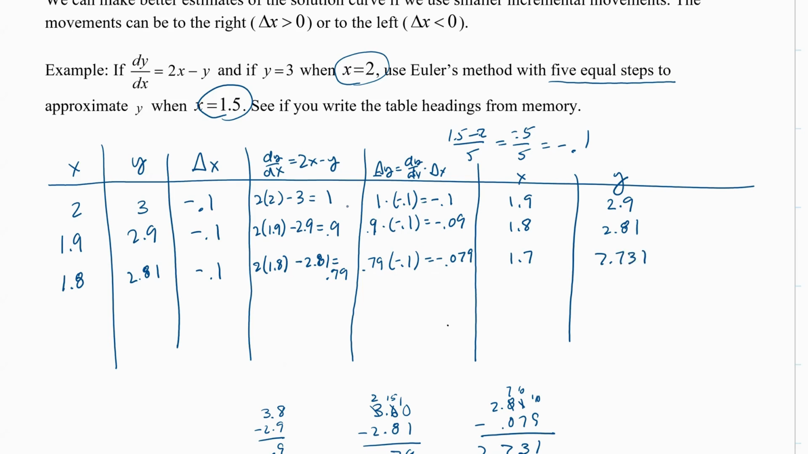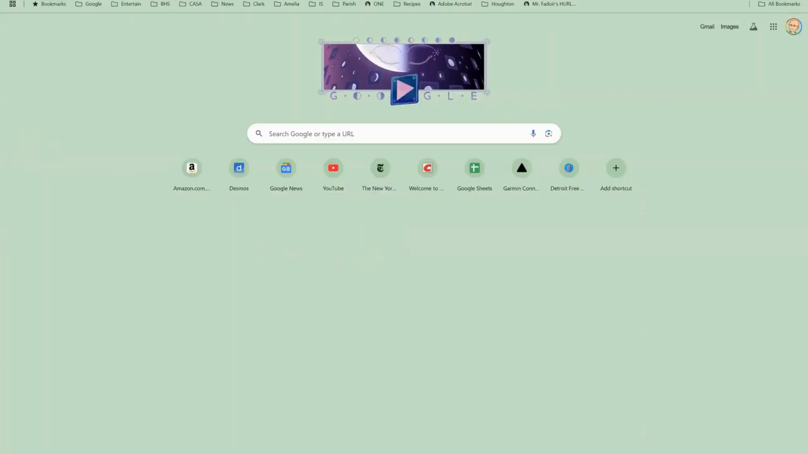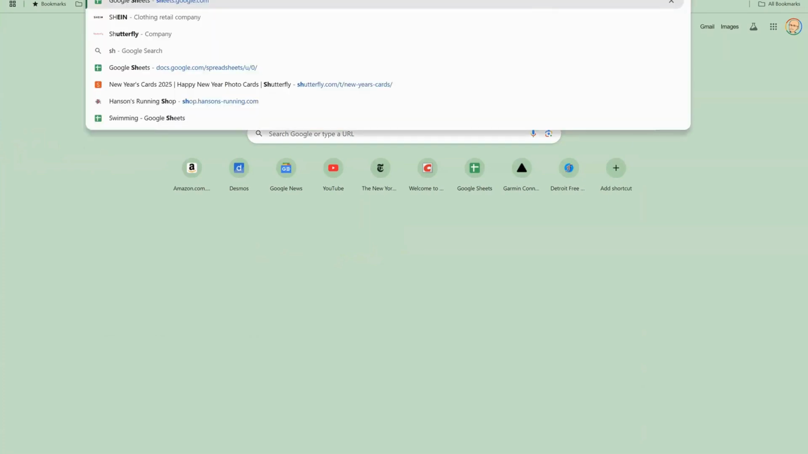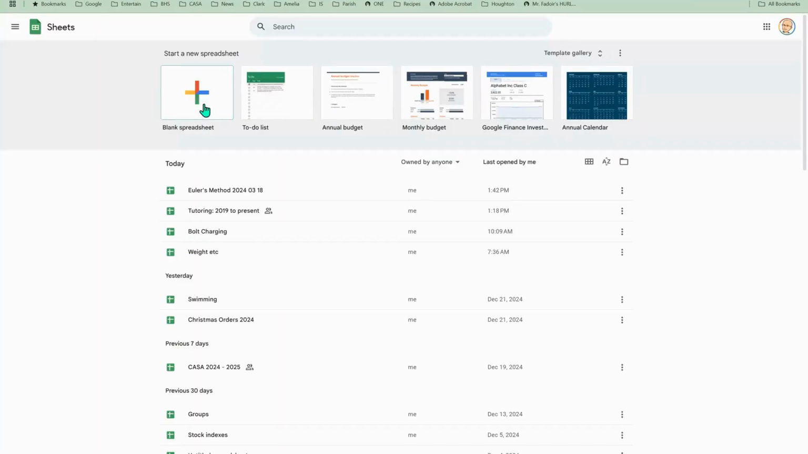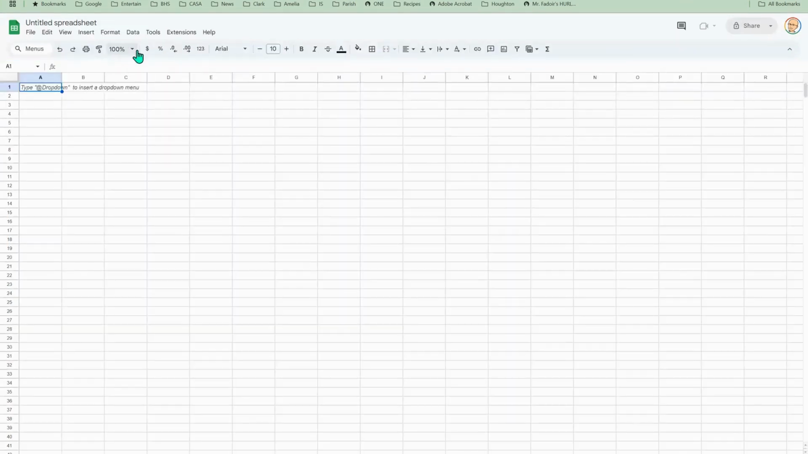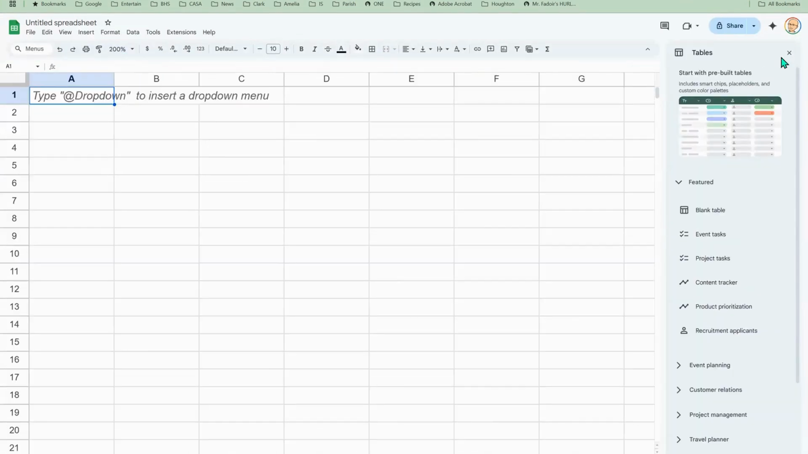So if we talked about the fact that the calculator can do these tedious things easily and quickly, perhaps we can say the same thing is true of other technologies that we might have. And for this particular problem, the right tool is a spreadsheet. So in a web browser, I'm going to go to sheets.google.com. I'm going to use a Google Sheet. I'll start with a blank spreadsheet. I'll make this 200% so it's easier for you to read.